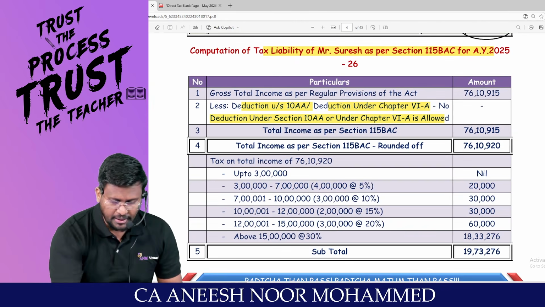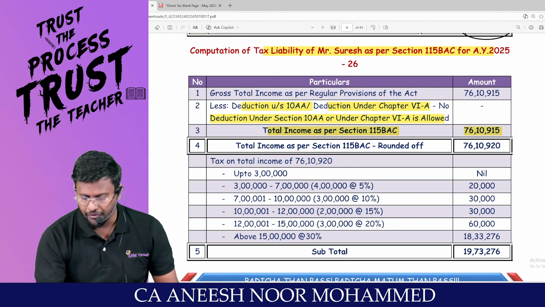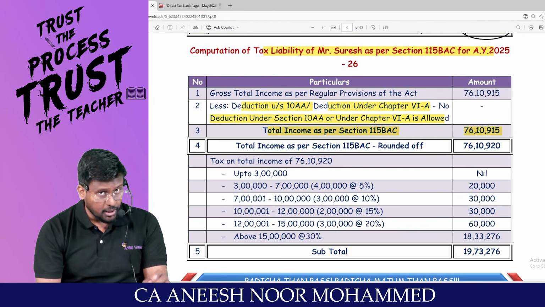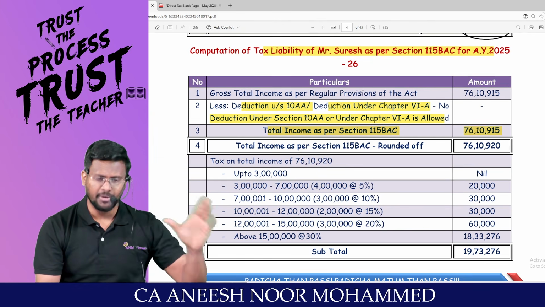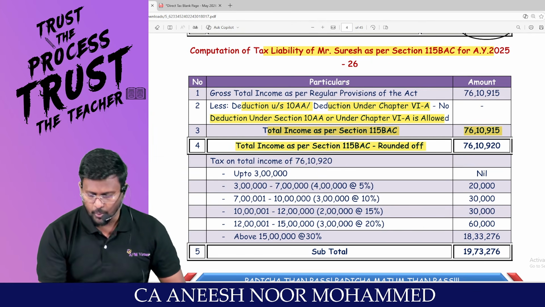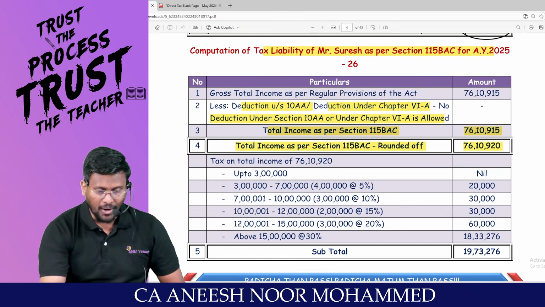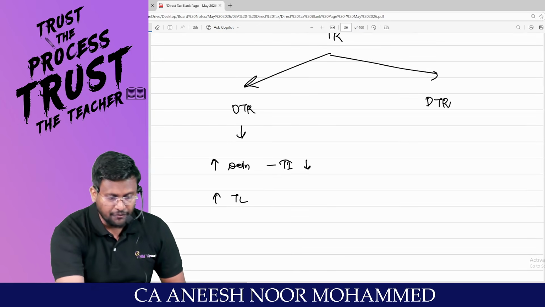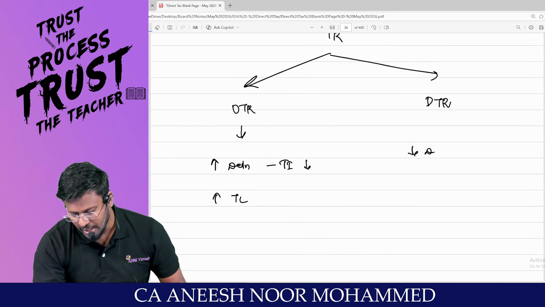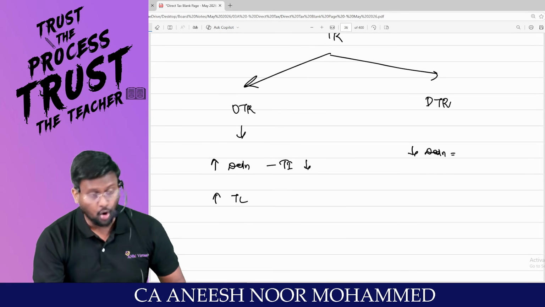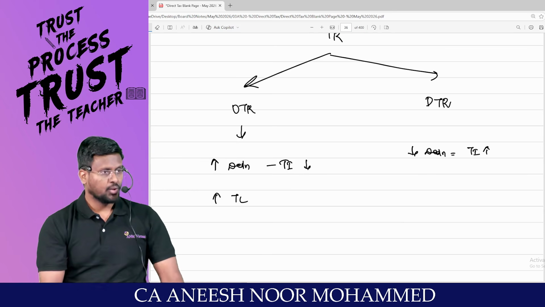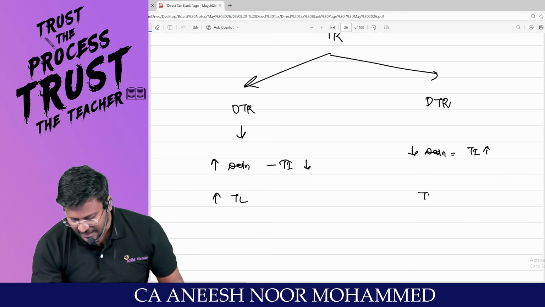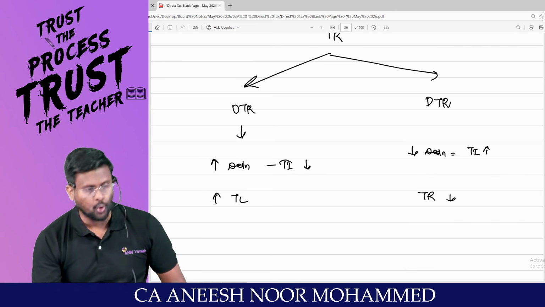You will be getting total income as per 115BAC. That will be the gross total income as per the optional tax regime. Since the last number is 5, the total income as per 115BAC is rounded off. What is the scheme of the default tax regime? You will be having less deduction. Then automatically the total income will be higher, and the tax rate will be lower.